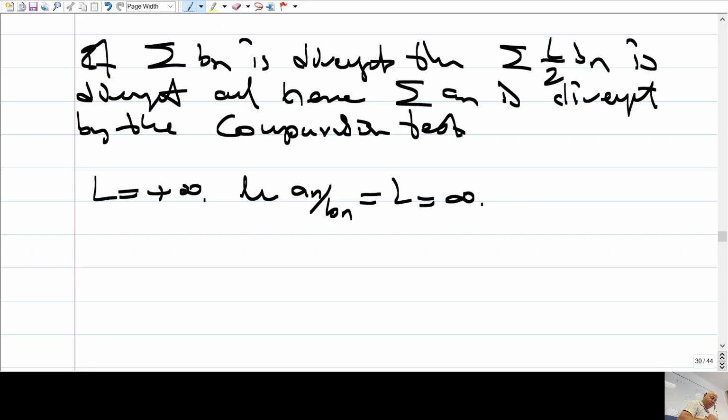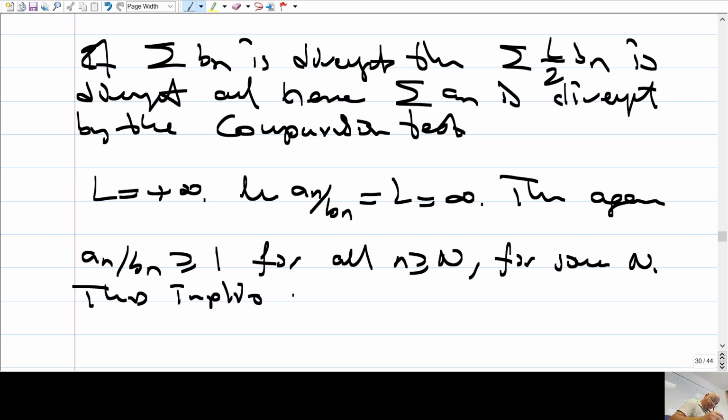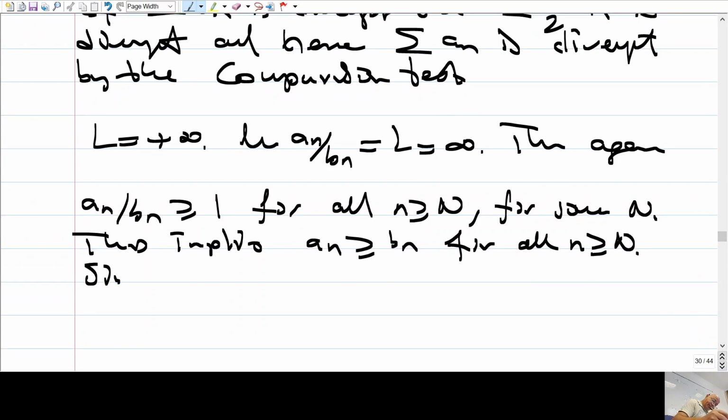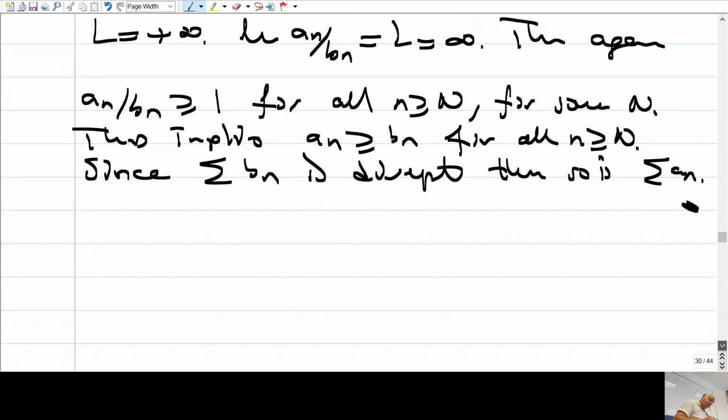So it will be similar to what we have done. Again, a_n over b_n will be larger than 1 for all n larger than some N. So this is ultimately larger than 1, which implies a_n is larger than b_n for all n greater than N. Finally, since b_n is divergent, then so is a_n. Okay, so this finishes the proof.